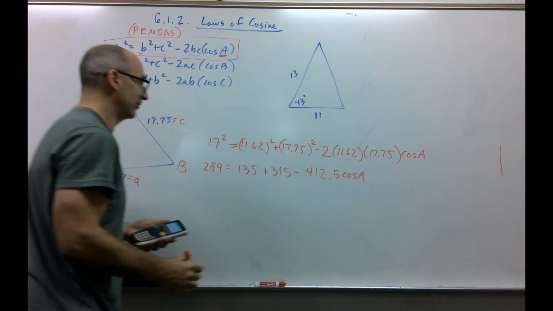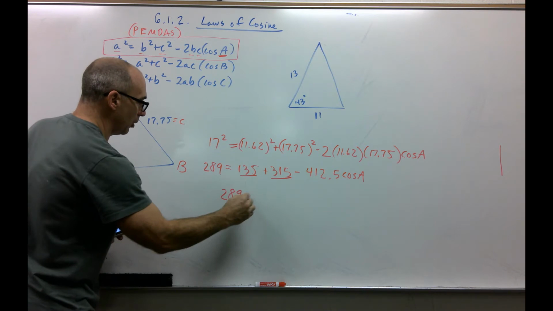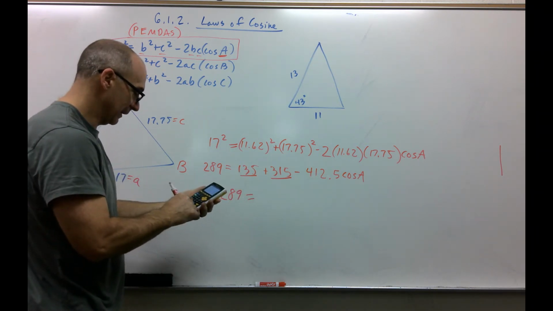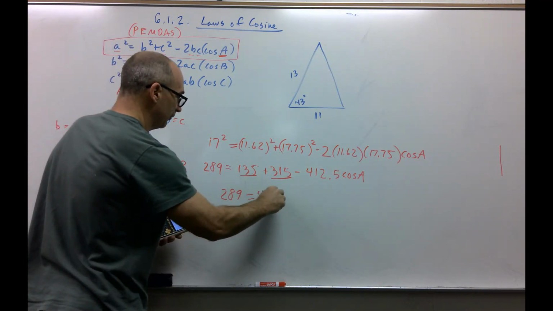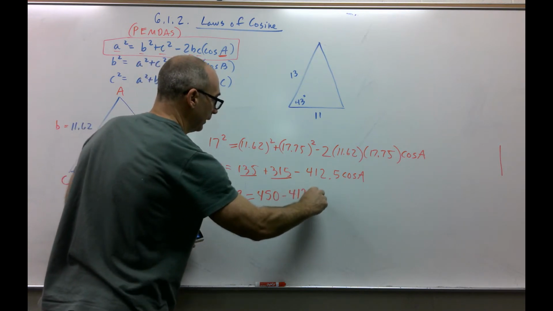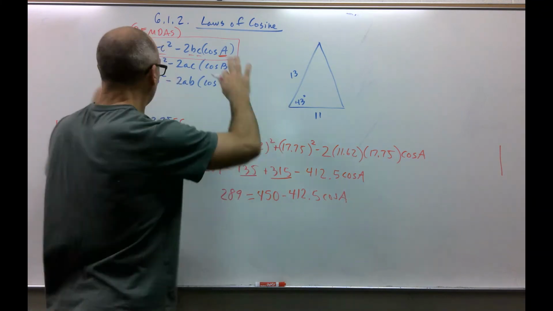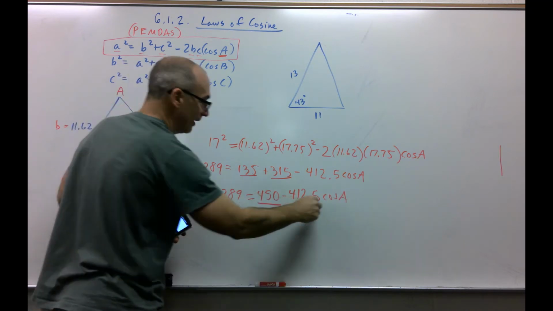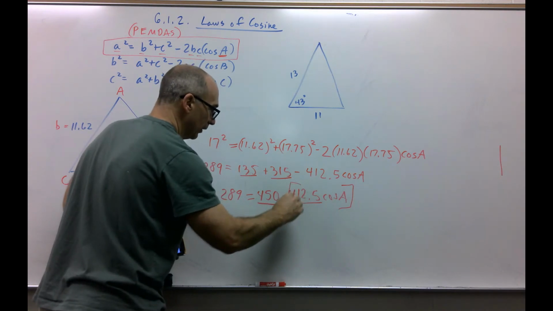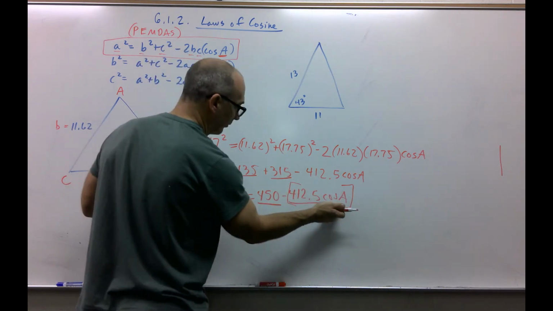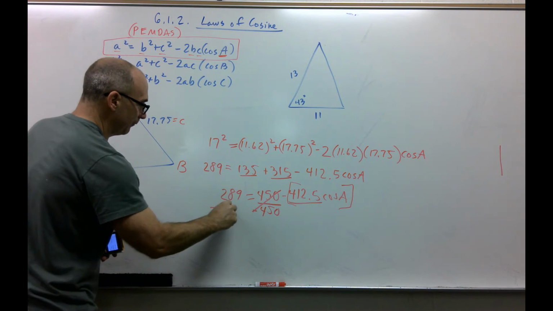Why was I emphasizing PEMDAS so much? If I add these together, here's a very dangerous moment. I'm not going to risk adding those in my head wrong. 135 plus 315, sorry old schoolers, is 450 minus 412.5 cosine A. Students all the time do so much great math and they get here, and this is what jumps out at them, and they go ahead and subtract it. But you've got to understand, this is a term right here. It's like 412.5x. So these are not like terms. So we've got to get rid of the 450.